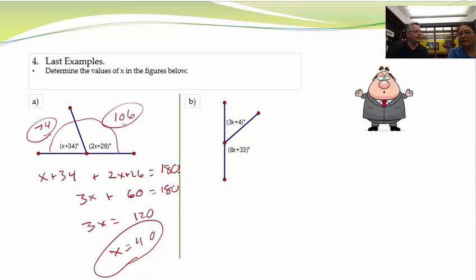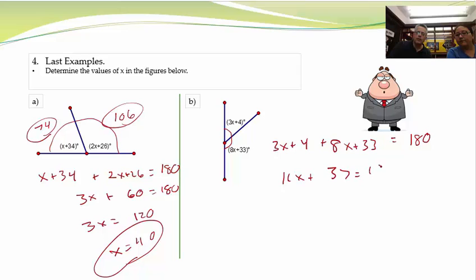All right, one last one. These two are another linear pair. They form a straight line. It's a vertical line this time. So same thing, we just add them up. 8x plus 33 equals 180. So 3x and 8x is 11x, and 4 plus 33 is 37, equals 180.